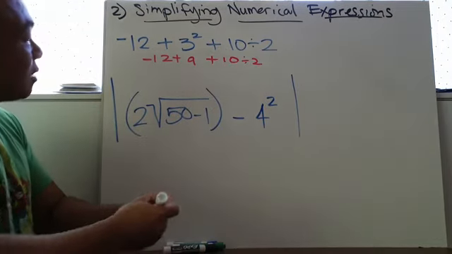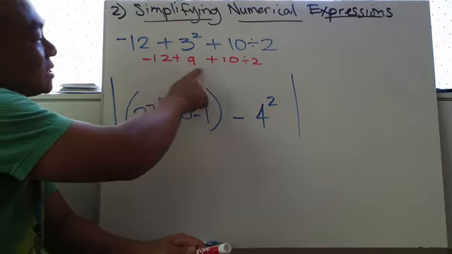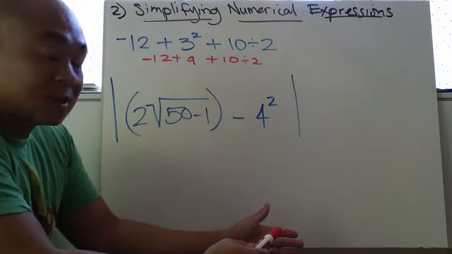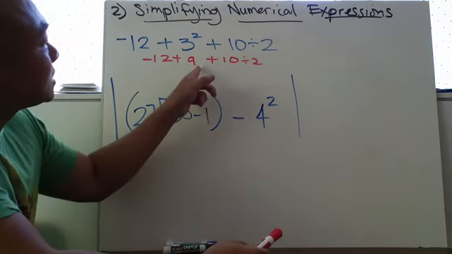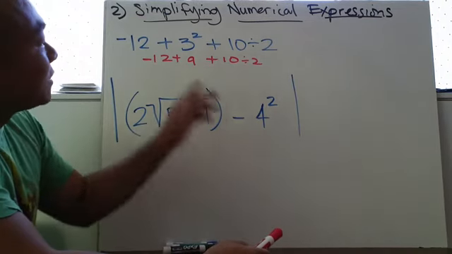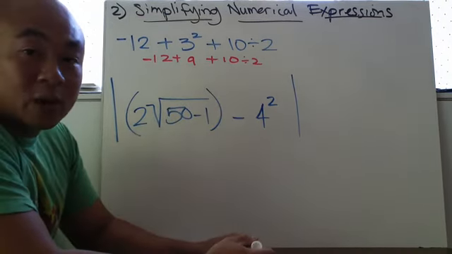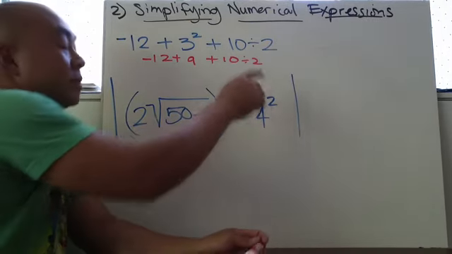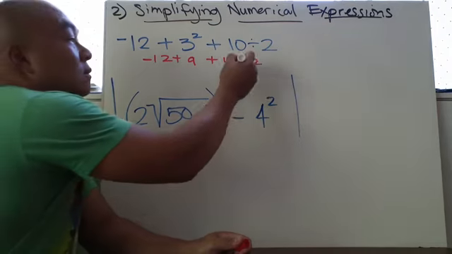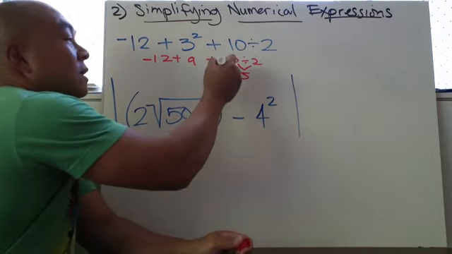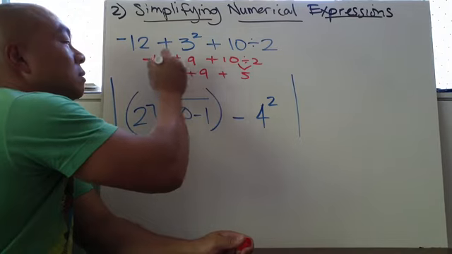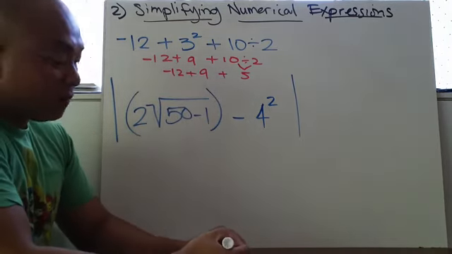Okay? Next one, negative 12 plus 9 plus 10 divided by 2. According to our steps, we've done parentheses or grouping symbols, we've done exponents, that's done right there. So finally we're going to move on to our multiplying and dividing. Here we have 10 divided by 2. This gives me 5. Then I'm going to bring down everything else that was not worked on. And this here is a negative 12.